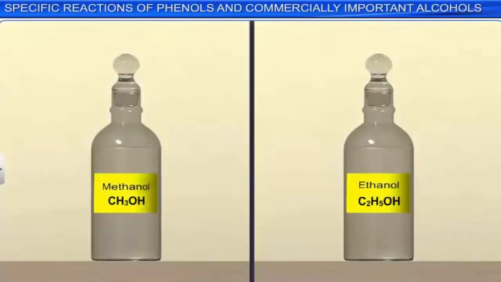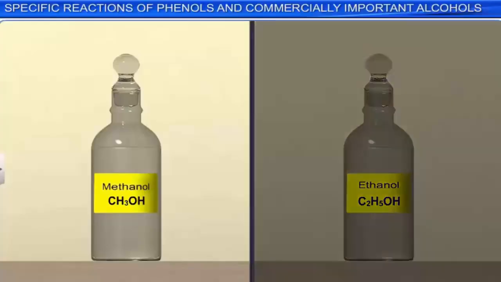Two commercially important alcohols are methanol and ethanol. Let's learn about their production, properties, and uses. Methanol has the chemical formula CH3OH. It is commonly referred to as wood spirit or wood alcohol because it was first obtained as a byproduct from the production of charcoal from wood.